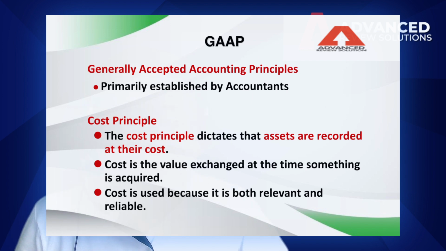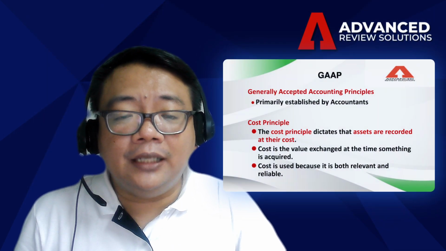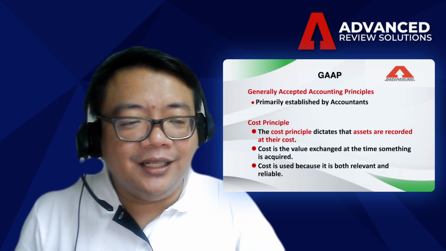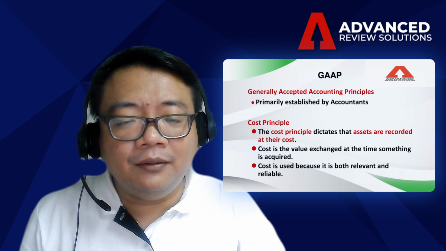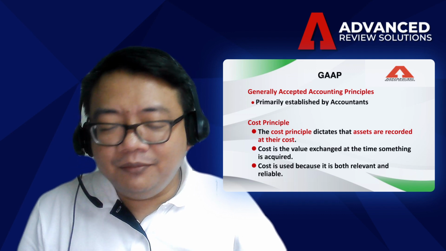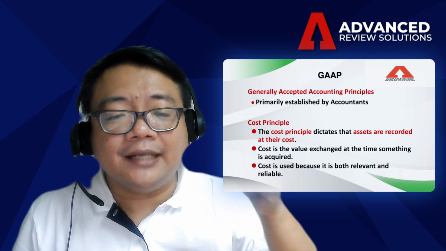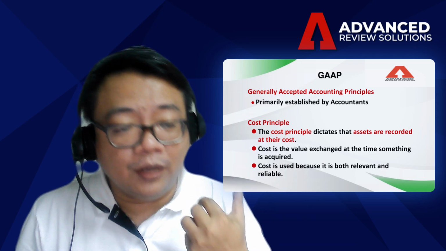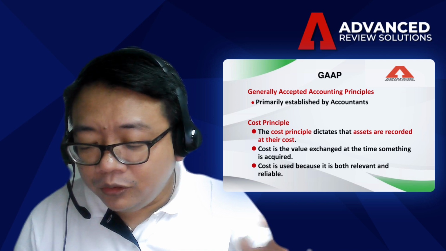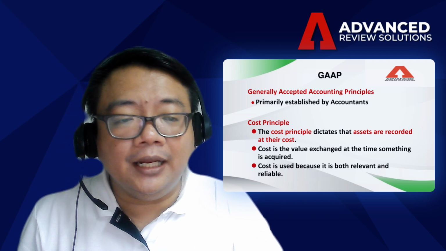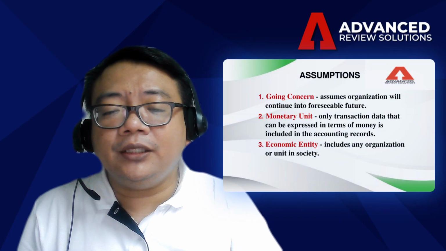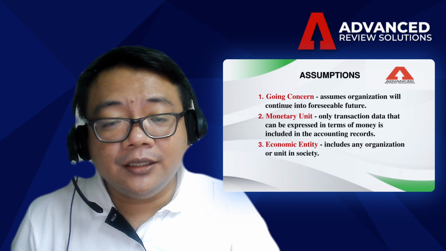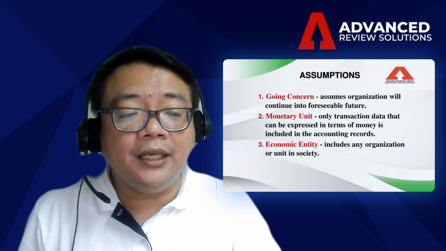Meaning to say, class, in GAAP, very important is that everything has a cost. Everything is recorded based on cost. Because of that cost, we spend, and in exchange we get what we want. And it is both relevant and at the same time reliable. Also, class, it is very important to know the assumptions in accounting. That would be the going concern, the monetary unit, and the economic entity.